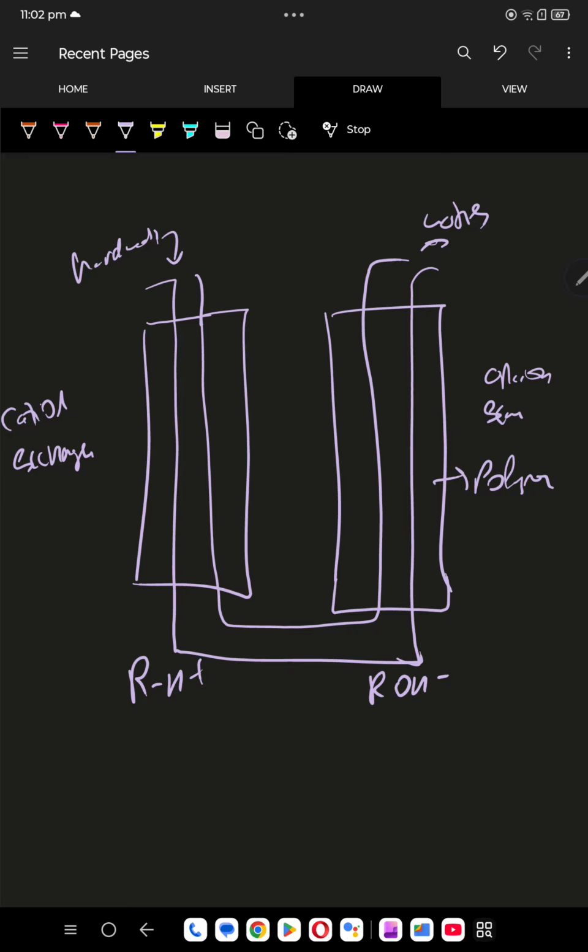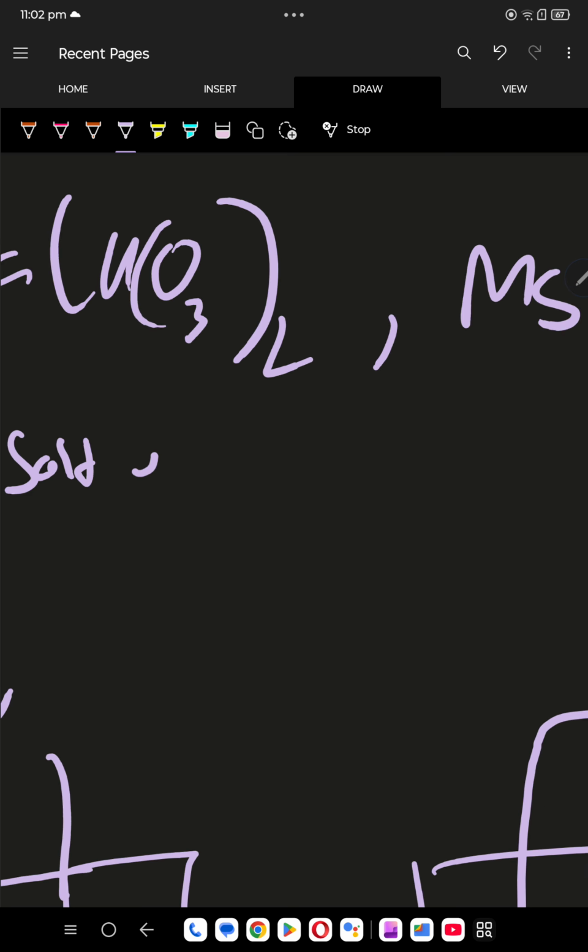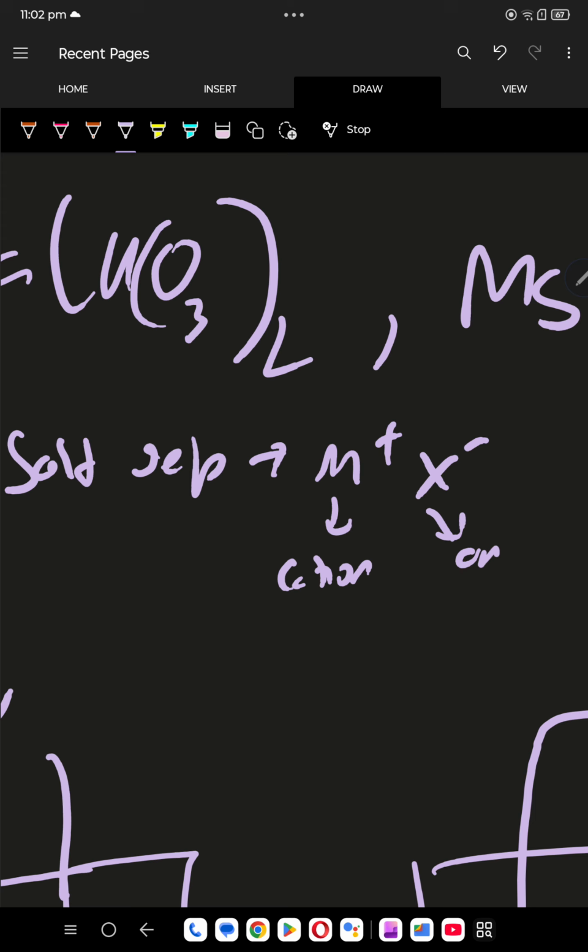Here R is the polymer, H+ is the exchangeable H ion, and again R is the polymer, and OH- is the exchangeable anion. So everything is clear till now. Basic diagram I have drawn, nothing hard, nothing complicated. This is the cation exchanger, this is the anion exchanger. Now one more thing, I'll write the salt representation here. Salt is represented as M+X-, where M+ is the cation and X- is the anion.